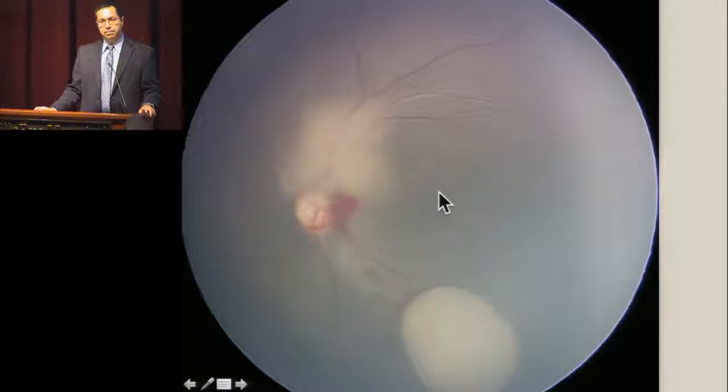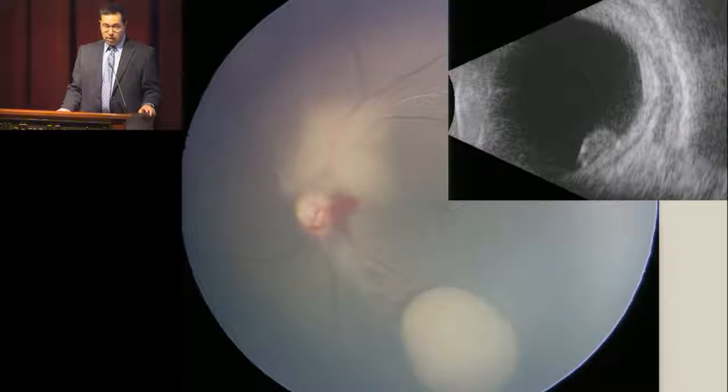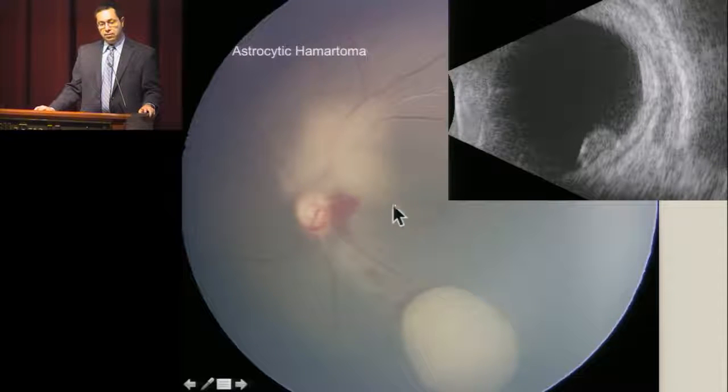What is this one? Anybody? This is actually, you see the ultrasound doesn't show any calcium here. And this is actually in a patient with bilateral astrocytic hamartomas. Sometimes it's not really easy to tell, but those features that I told you help. And you can see that here there is hemorrhage that helps with the diagnosis. And you don't see really feeder vessels. And lack of calcium again here.